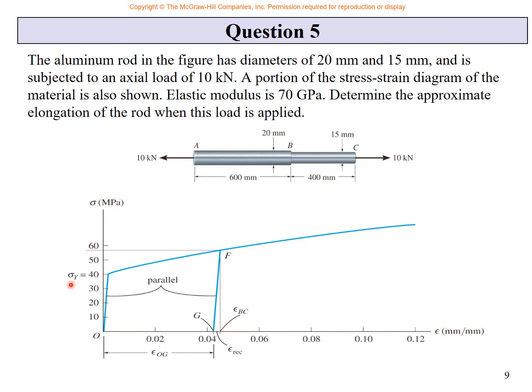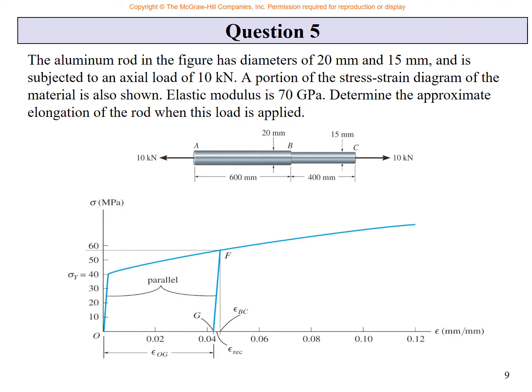And if you see, the yield strength of the metal, 40 megapascal, is also given. So the yield strength is given, the elastic modulus is given. Determine the approximate elongation of the rod when this load is applied. Of the full rod, right? Not of one portion, not of the other portion. The elongation of the full rod when this load is applied.